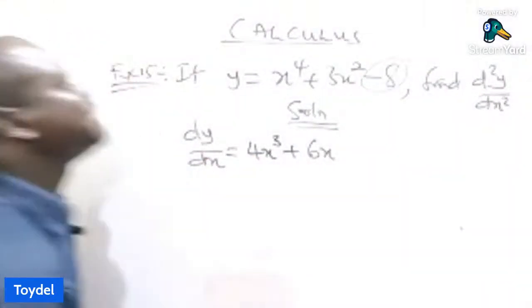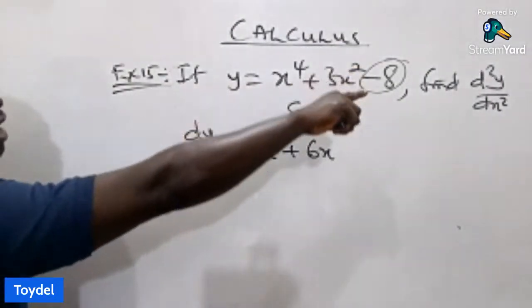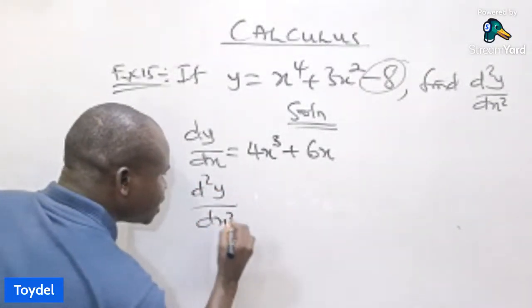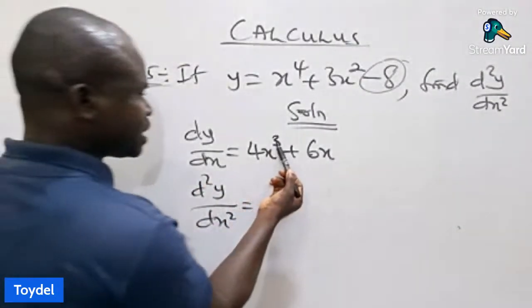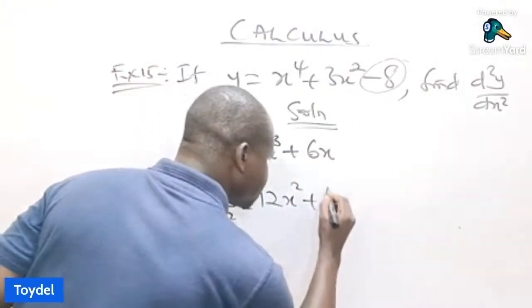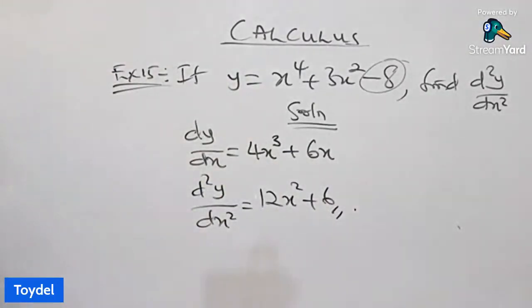Then you will now go ahead and differentiate the second time, because we are talking about d squared y over dx squared. This is the second derivative. So you have 3 times 4, that will be 12, x raised to 3 minus 1, 12x squared, plus 6. So this is the second derivative. This is that order of higher derivative. So it's the second one.